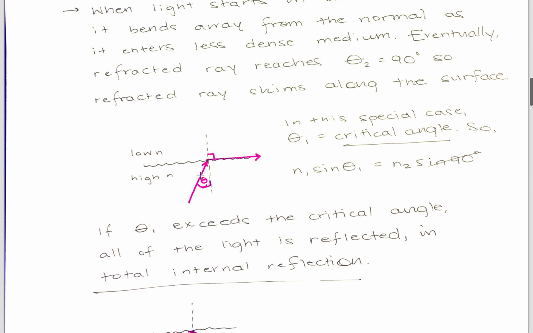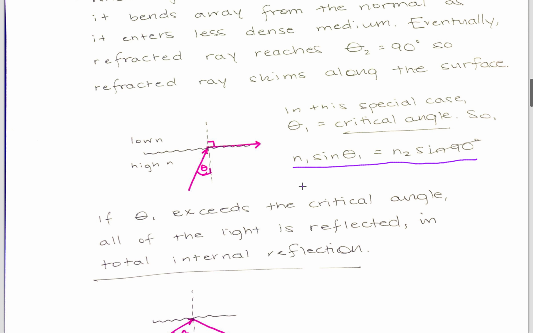For critical angles, we use the exact same Snell's law equation, n1 sine theta 1 equals n2 sine theta 2, but in this case our theta 2 has to be 90 degrees because we're in this special case where we're talking about the critical angle. So that light ray has to skim along the surface. So there it is, n1 sine theta 1 equals n2 sine of 90, which is 1, and so then we can just solve for theta 1, which in this case would be our critical angle, really easily.